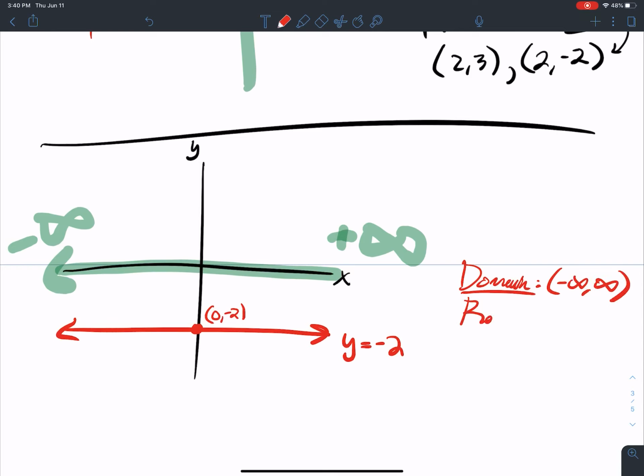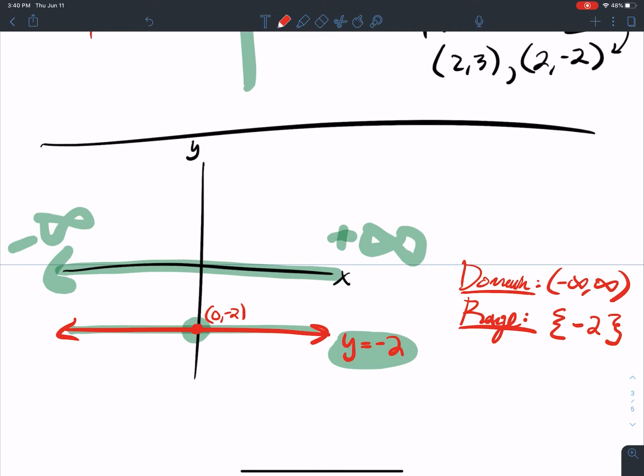What about the range, though? The range is a little bit different here. The range, what y values do I use? Do I use y values up here? No, I don't. Looks like the only y value I use is this one y value right here. And that y value is y equal to negative 2. So the range is just a single point, curly bracket, y equal to negative 2.